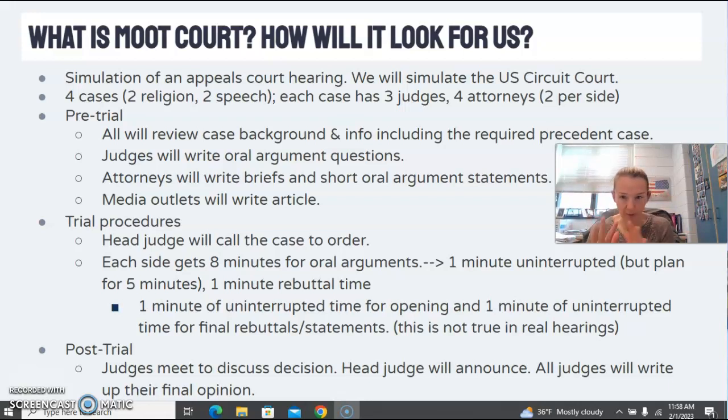Attorneys, you're going to do the prep work, you're going to write your briefs, your oral arguments. Media outlets, you're going to fill out the initial packet, and then you are going to talk to some people, and you are going to write an initial article about what the case is going to hear and what that might possibly mean. What do we think we're going to hear out of the court?